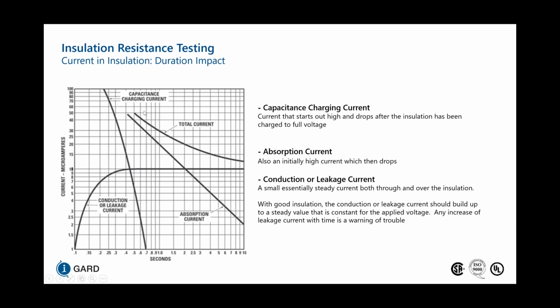And over here, what we're measuring is the total current of the absorption, the capacitance, and the conduction or leakage current. The total current is basically e to the negative t over RC, because we're dealing with a resistive capacitive circuit when we're applying our DC voltage, and we're capturing that current to determine the insulation resistance value.